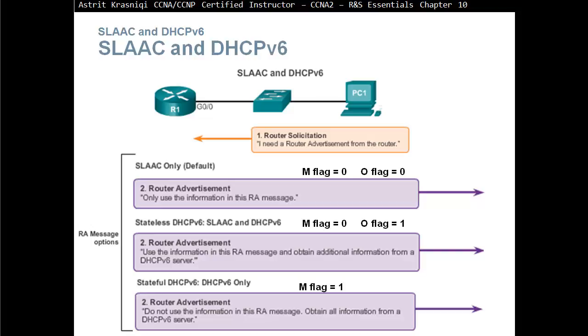For example, other information the DHCP server can provide is like, what is the IP address of the DNS server, what is our network name, and so on. Or if you just get an M flag of 1, that means the router is saying, okay, well, there is a DHCP server in our network, so ask the DHCP server for all the information.